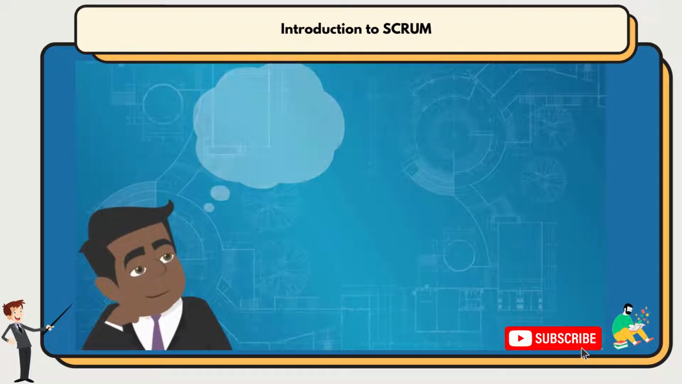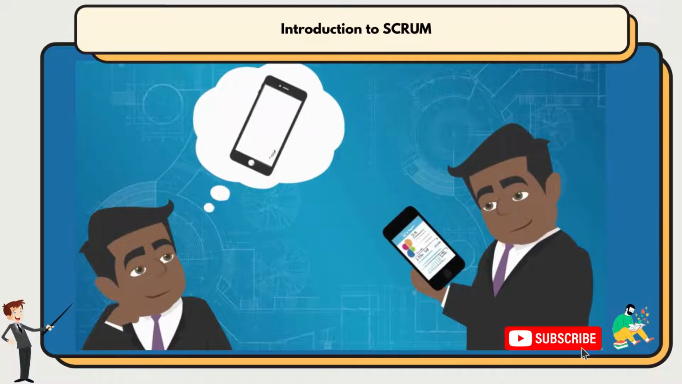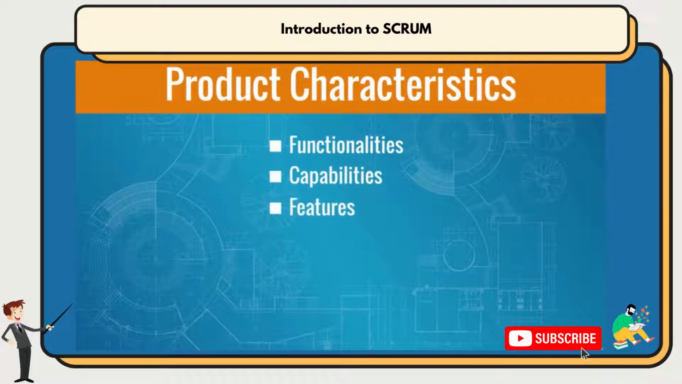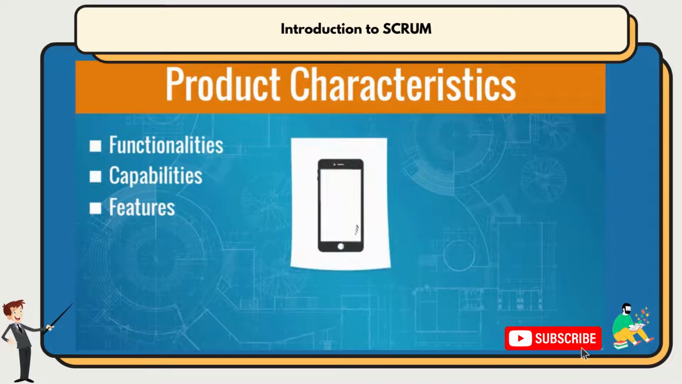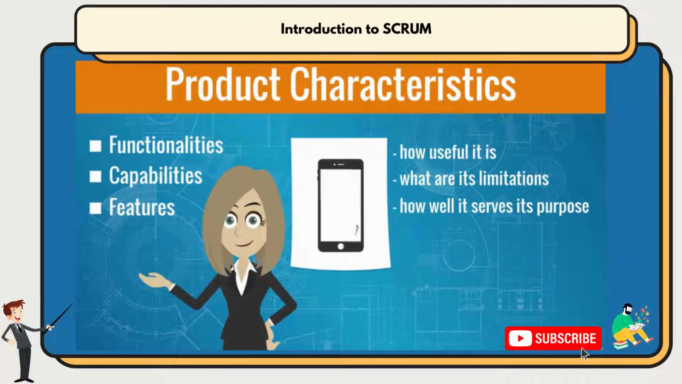In real life, a typical example is the product development initiatives, where a product goes all the way from just an idea or concept through to its realization and finally to its adoption. We need to remember that all products have certain characteristics, functionalities, capabilities, features. In other words, what can we do with this product? How useful is it? What are its limitations? How well does it serve its purpose? Hence, from a project management perspective, the requirements will be mostly linked to these functionalities, capabilities, and features. Keep that in mind, as these concepts will be frequently mentioned in the following lessons.